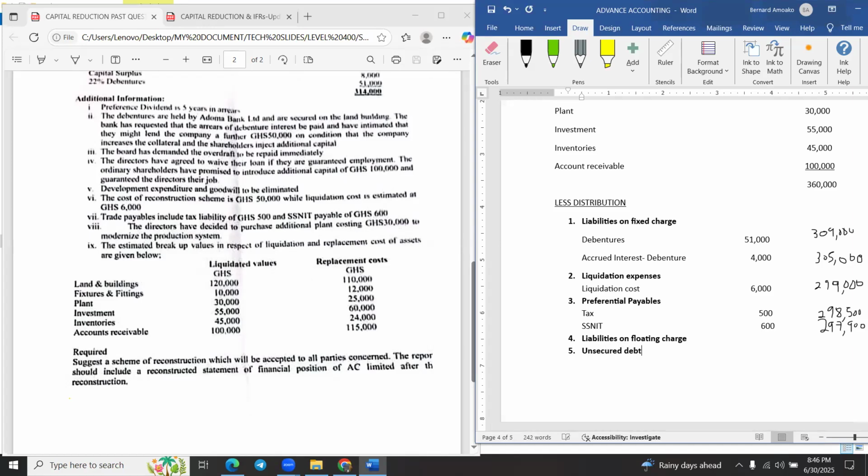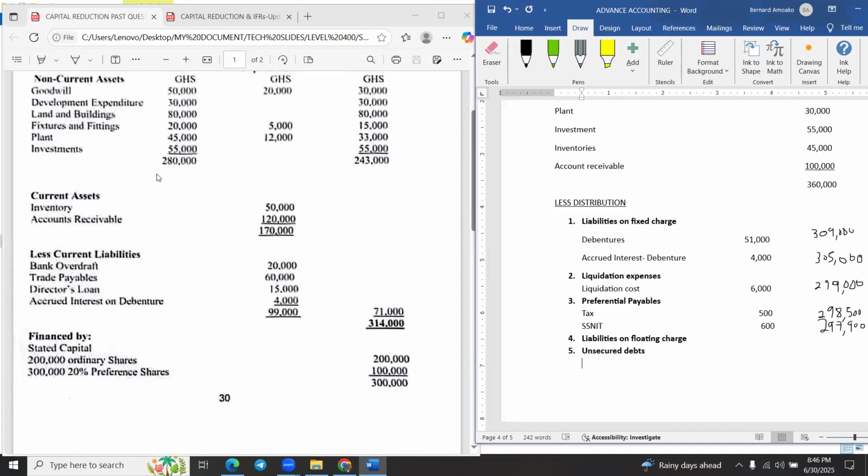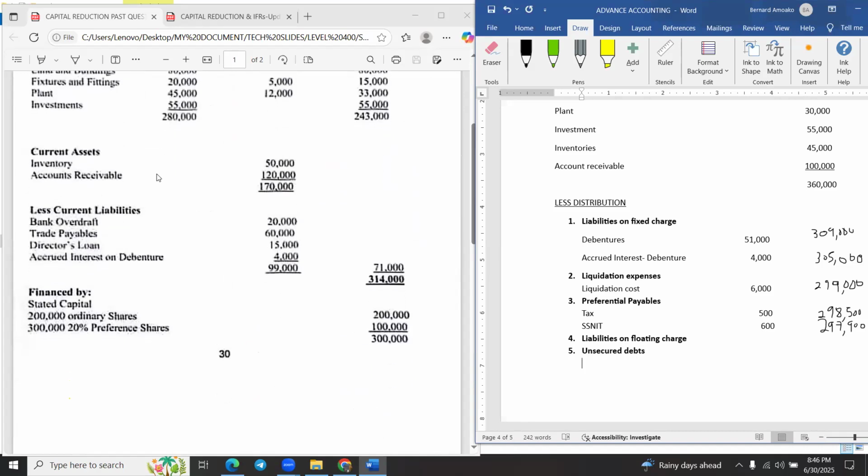Unsecured debts. According to our question, we'll look at all our liabilities. Which ones haven't we treated? These are all part of the overdraft, bank overdraft. So please open your eyes, bank overdraft.